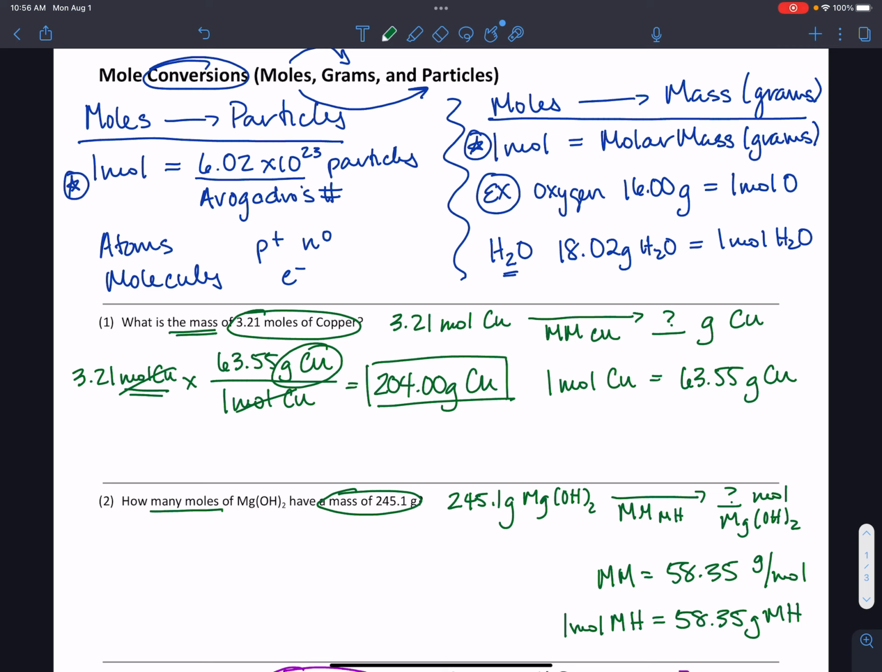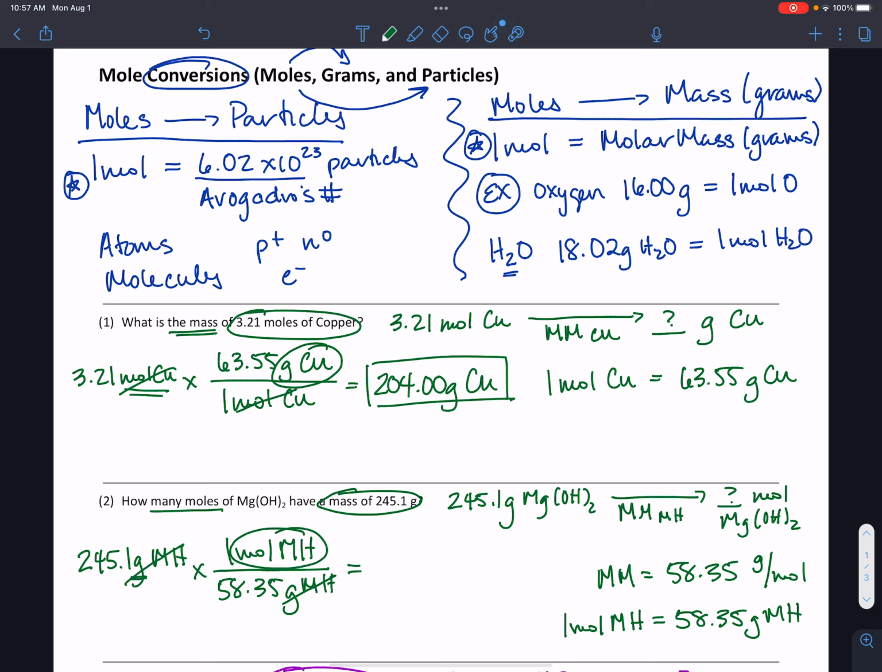All right, so with the unit equality set, we can go over to our problem. We start with what we've been given, 245.1 grams of that magnesium hydroxide. I'm abbreviating that with the MH. We look, our unit here is grams, so I need the grams in the bottom. So 58.35 grams is going to go underneath, and 1 mole will go up top. I check for canceling. The grams are going to cancel. I'll be left with moles.